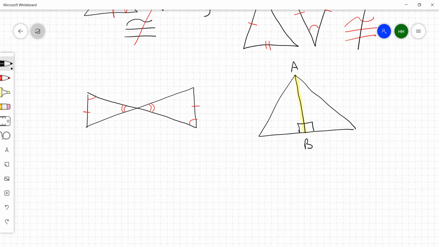All right? So those are a couple of examples of some things you're going to see in your practice today. You just need to understand that by rule, if AB is in both triangles, it's the same length in both triangles. Okay?